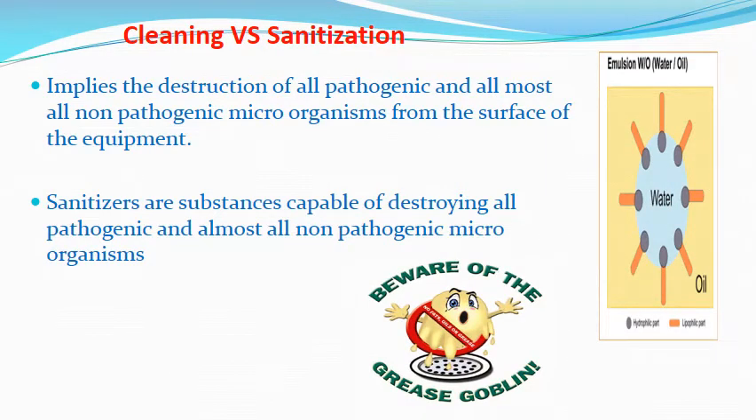So this is a little more again about sanitization. Cleaning and sanitization is a complementary process. First there should be proper cleaning, and then only sanitization is possible. Sanitization is the process of killing the pathogenic organisms 100% and most of the non-pathogenic microorganisms. So basically they are antimicrobial agents of chemical and physical nature. The sanitizers are substances capable of destroying all pathogenic and almost all non-pathogenic microorganisms. So first the cleaning should be proper, otherwise the effect of the sanitizing agent will not be proper. So cleaning and sanitization are related to each other. But sanitization is not really sterilization. Sterilization means killing every microorganism, whereas sanitization is mainly to kill the pathogens and much of the other non-pathogenic organisms.